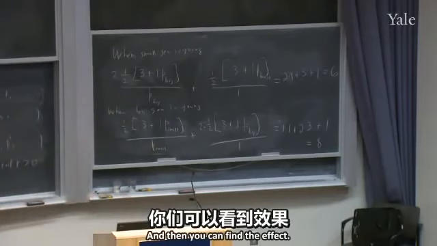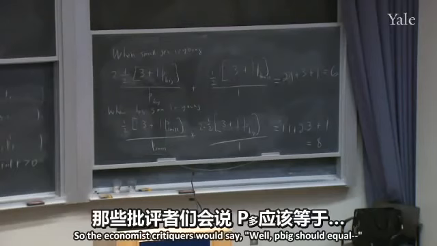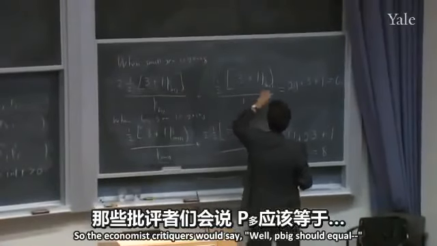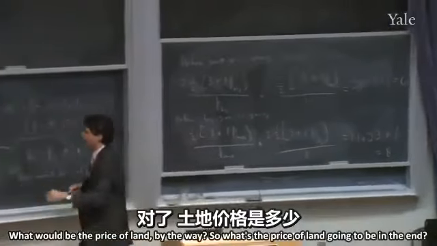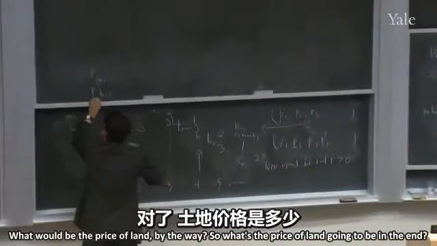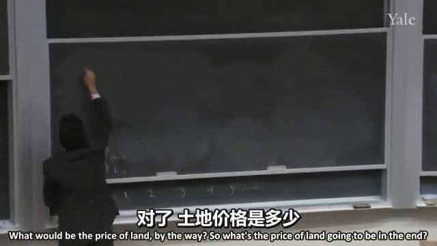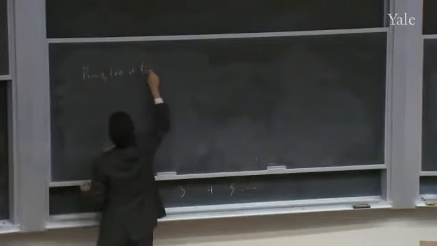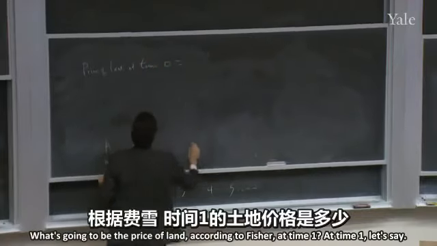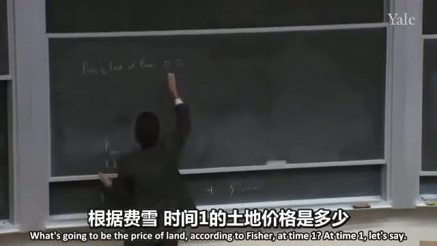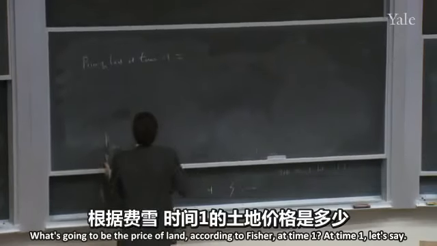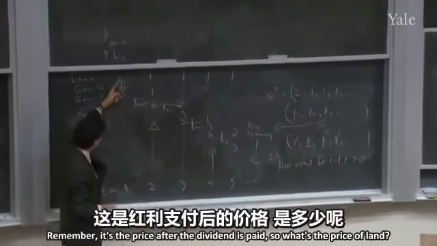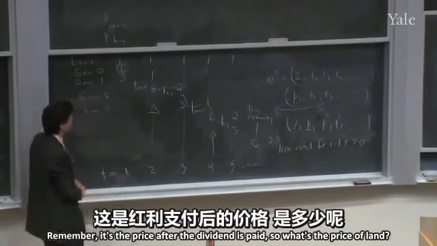Okay, now you can find the effect. So all these old economists, the economist critiquers would say, well, P big should equal, okay, what will be the price of land, by the way? So what's the price of land going to be in the end? What's going to be the price of land, according to Fisher, at time 1? So right here, what's the price of land? Remember, it's the price after the dividend is paid.